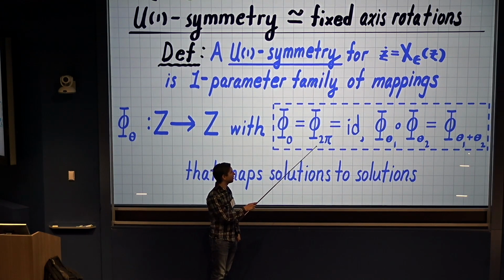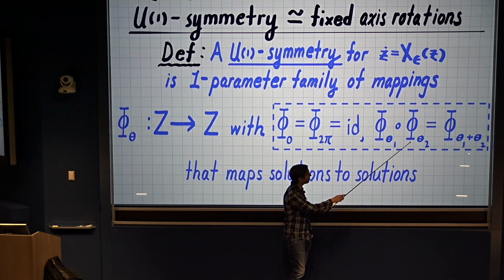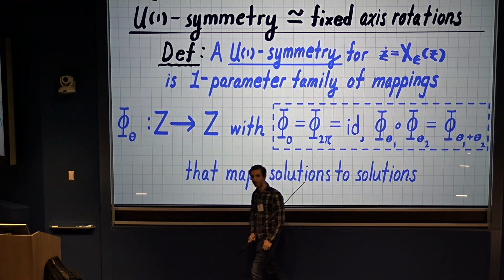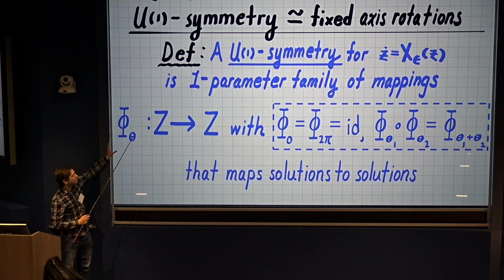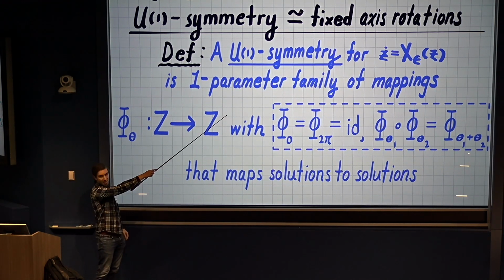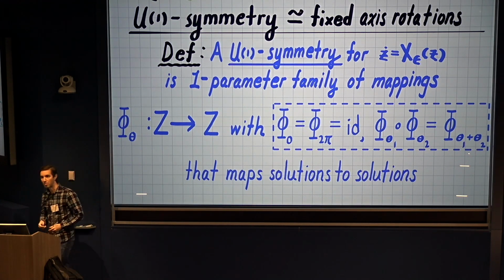When the parameter is 0 or 2 pi, we should get the identity map. So if you rotate by the angle 0, you shouldn't actually move any points in phase space. And then if you rotate by theta 2 and then by theta 1, that should be the same thing as rotating by the sum of theta 1 and theta 2. Okay. So it's a one-parameter family of maps such that it maps solutions of that system of equations into other solutions. So that's what I mean by U1 symmetry.